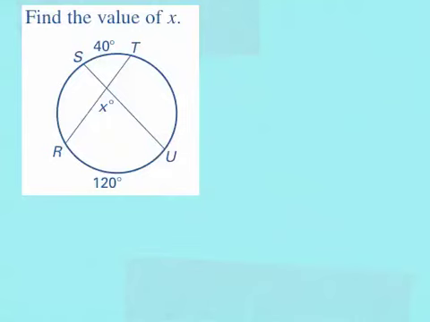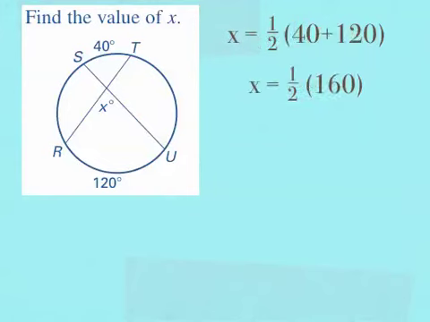An example of this asks us to find the value of x. Notice they've given us two chords intersecting on the interior of a circle. Angle x is intercepting the arc that measures 120 degrees, and the vertical angle to angle x is intercepting the arc ST, which is 40 degrees. So we can say x equals 1/2 the sum of 40 plus 120. 40 plus 120 is 160, and half of 160 is 80. So the measure of angle x is 80 degrees.